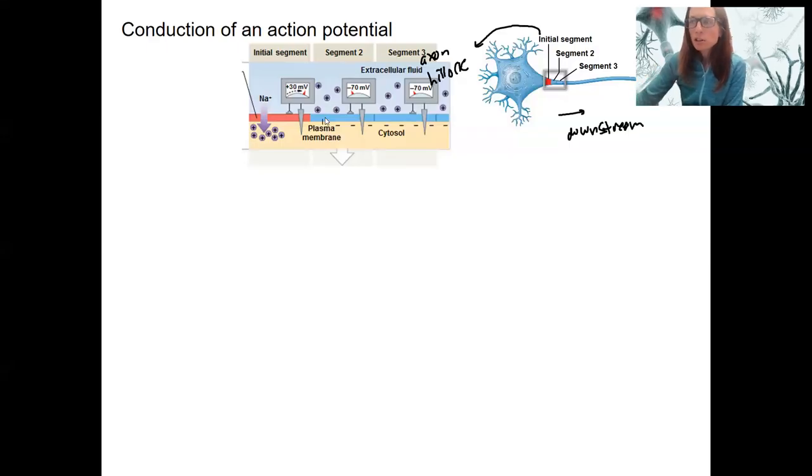So here's what that looks like in terms of the kind of schematic of the membrane we've seen before. So the initial segment is right here. That's going to be the segment that depolarizes first. So an action potential occurs there first. So let's call it action potential. The initial segment is going to depolarize to plus 30. That's an action potential.